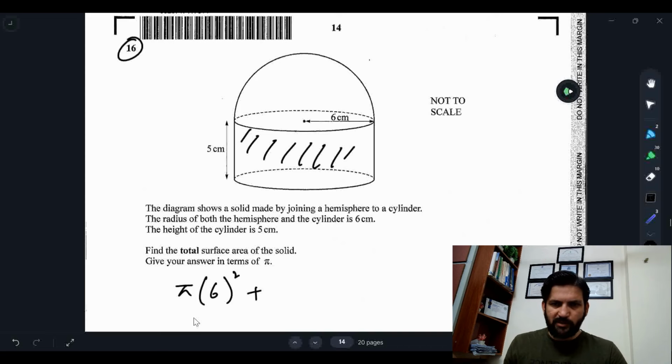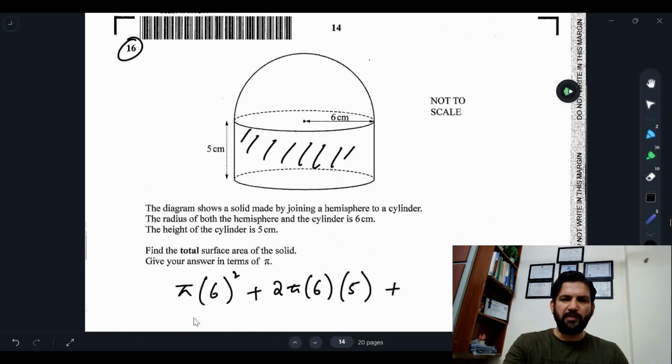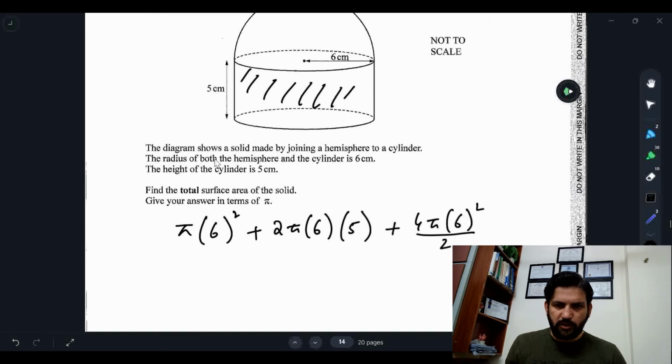Now for the last one, the hemisphere, this will be basically 4 pi r square, where r square is 6 square. This formula is for the sphere, divided by 2. Now just simplify: this will be 36 pi plus 5 into 12 is 60 pi, plus 2 into 36 pi. If we simplify it further, this will be 96 pi plus 72 pi.